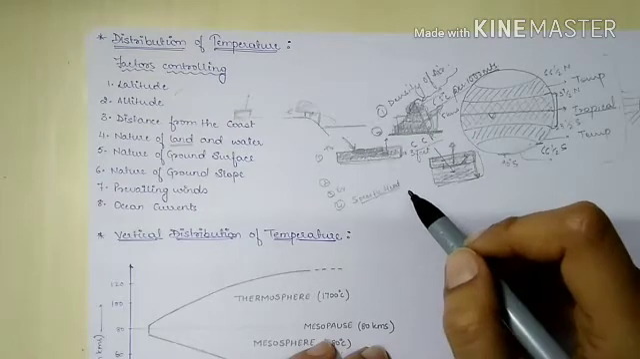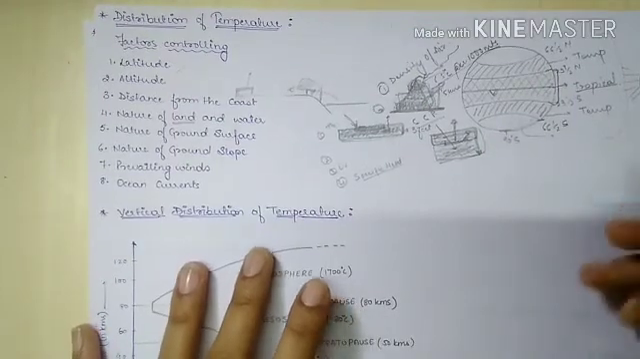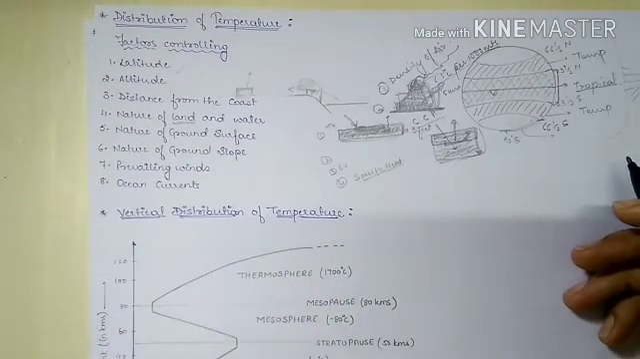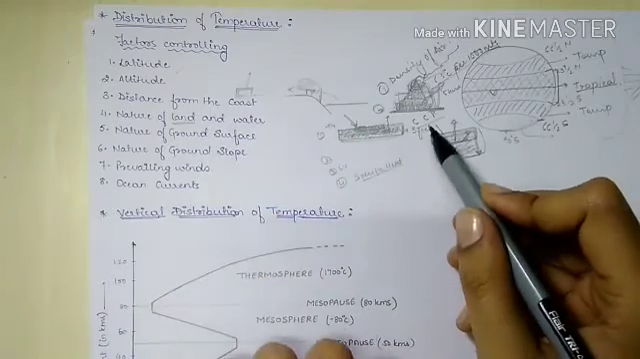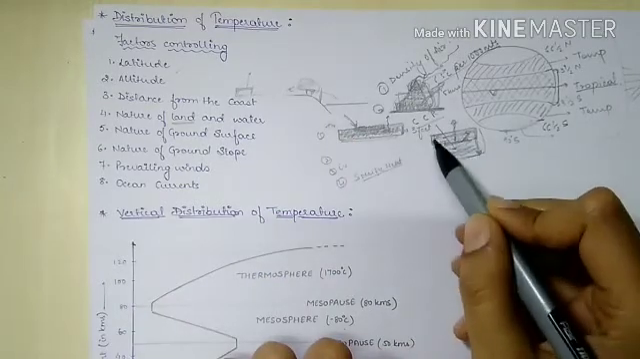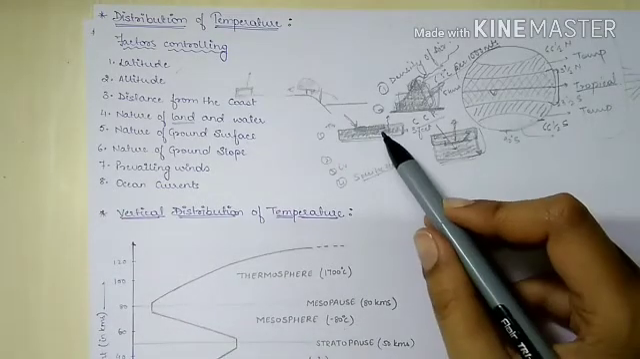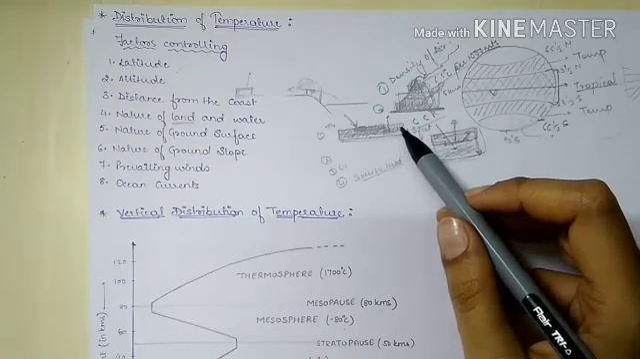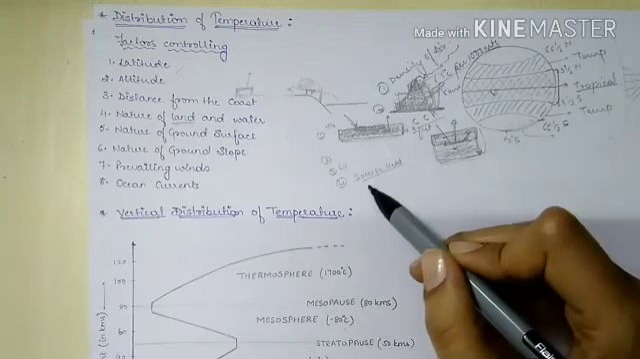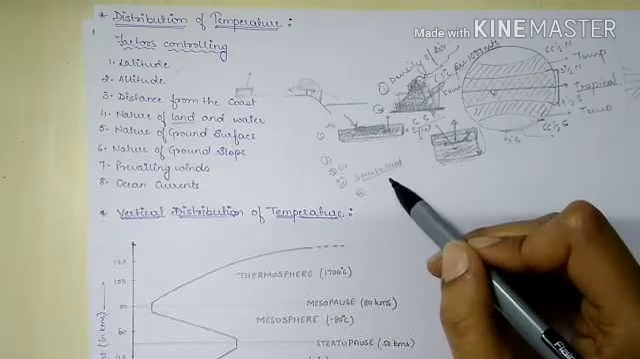The fifth reason is albedo. In it, the reflection from the oceanic surface is far more than that of the land. Because of this, the water gets less amount of energy as compared to the land, and hence it gets less heated up as compared to land. So the fifth reason was reflection or albedo.